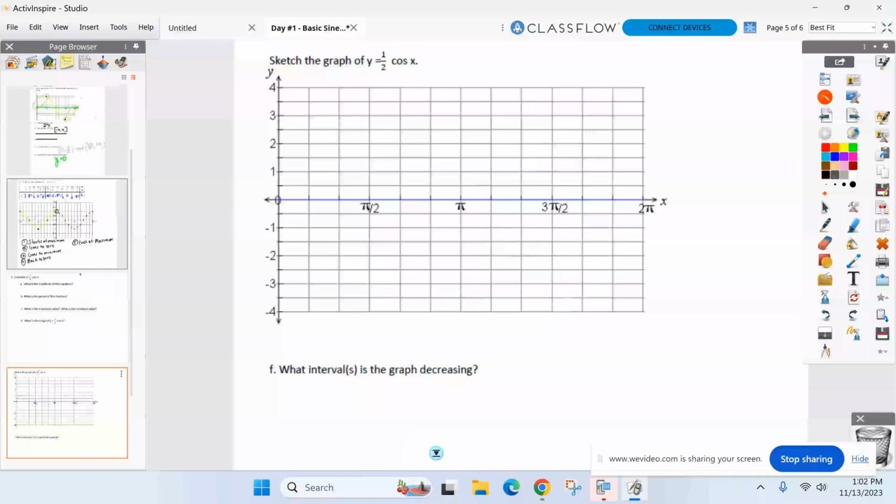All right, here we go. 1/2 out in front. What's that telling me? Same thing it said for sine. What's the 1/2 telling me now? Instead of 1 and -1, it's only going to go up to 1/2 and down to -1/2. So we're going to have a tiny one here.